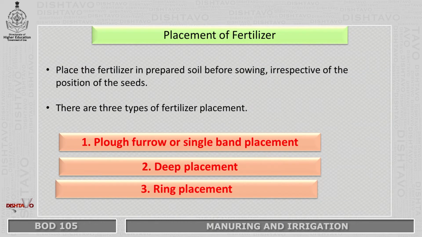Placement of fertilizers. Place the fertilizers in prepared soil before sowing, irrespective of the position of the seeds. There can be three types of fertilizer placement. That is plow sole, furrow or single band placement. Second is deep placement and third is ring placement.